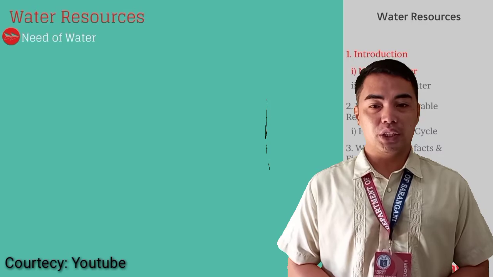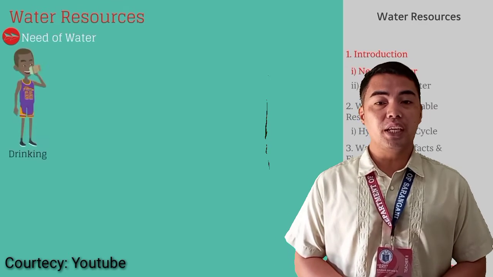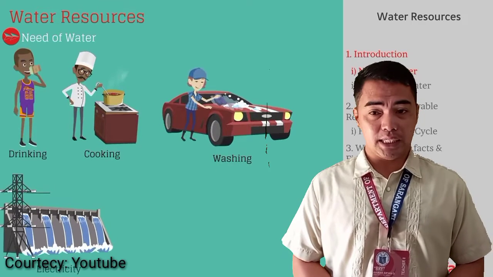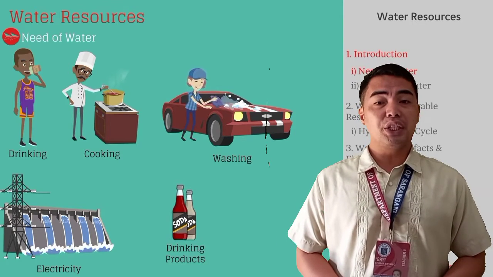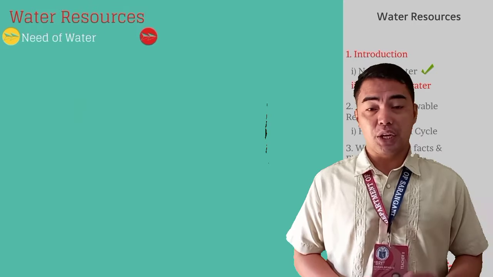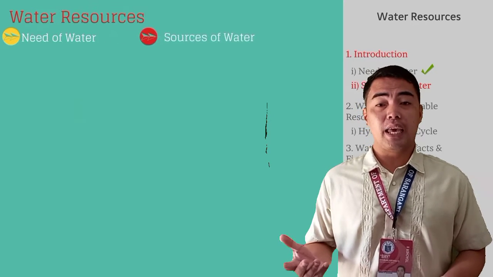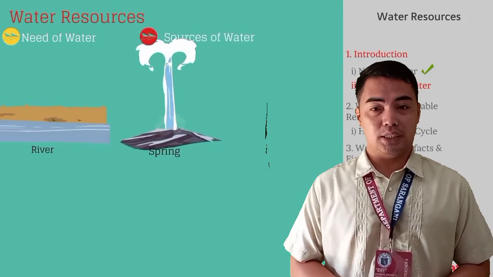We need water for drinking, cooking, washing, electricity, drinking products, and a lot more. These waters are found anywhere, such as river, spring, lakes, pond, oasis.